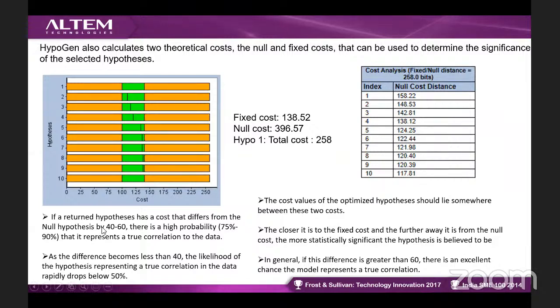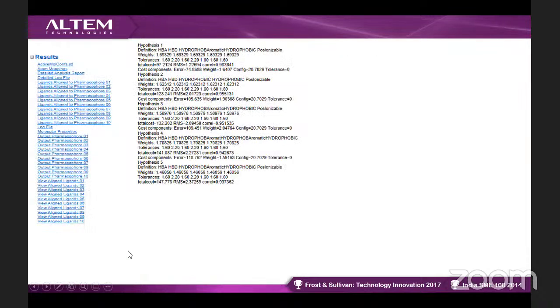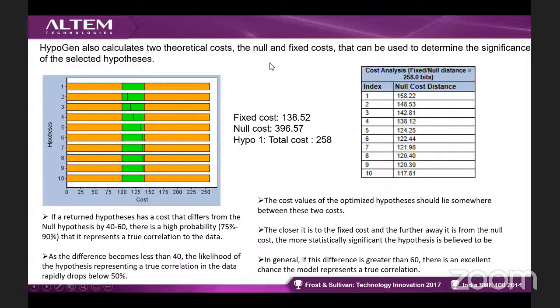And your written hypothesis, you saw the hypothesis in the previous page, right? Here you will get an RMS value, root mean square value, and correlation. Correlation must be high, RMS should be less, and the configuration value should also be equally contributed to that. You can see here the total cost is 56. So that's what we are trying to explain over here. Cost values for optimized should lie somewhere between your two costs, closer to your fixed cost and away from the null cost, the more significant your pharmacophore is.